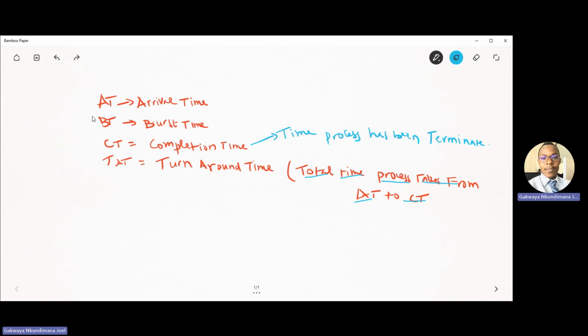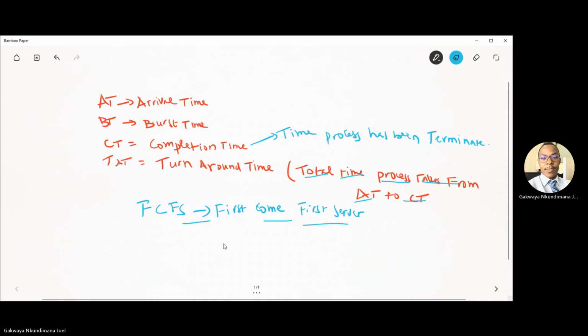Now let's see the algorithm which we use. We are going to use one algorithm which is known as first come, first serve. What is this? This is first come, first serve. I'll give you an example of first come, first serve.